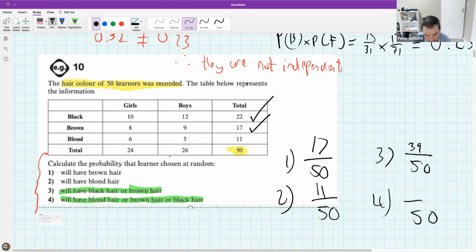And what about blonde hair or brown hair or black hair? Well, I guess then all 3 of these. So that would be 39, that would be 50. And there's actually 100% chance that someone will either have blonde hair or brown hair or black hair. That makes sense because that is the whole table, right? That's every possible combination, or probability of 1. Okay, so that was the sort of easy stuff.